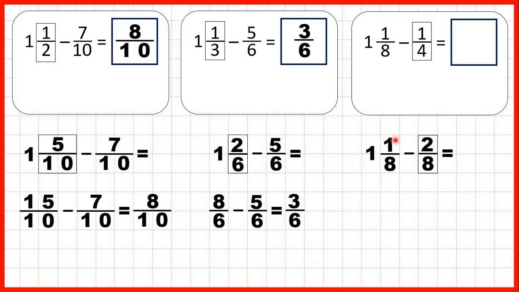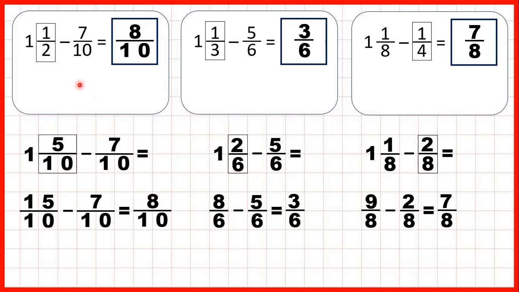But again, we only have 1/8 in our mixed number, and we need to subtract 2/8, so we can change our mixed number to an improper fraction. 1 times 8 is 8, plus 1 is 9, so we can rewrite our question as 9/8 minus 2/8. The denominator stays the same. 9 minus 2 is 7, so our answer is 7/8.